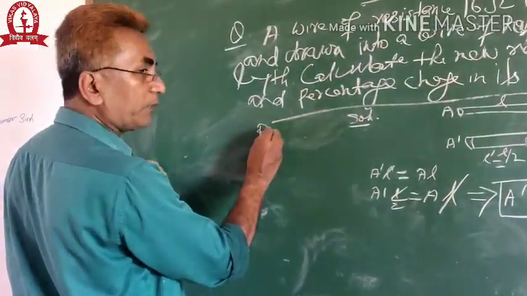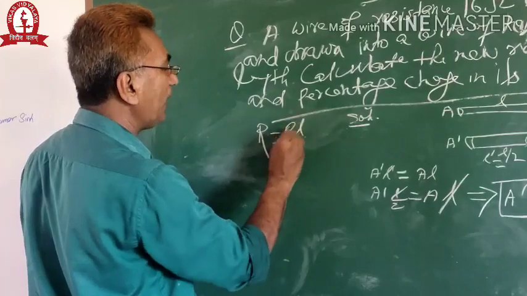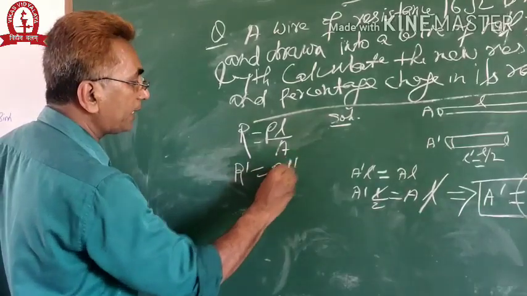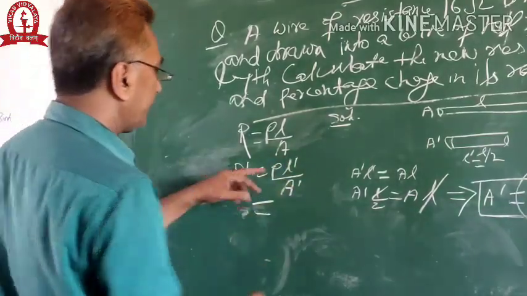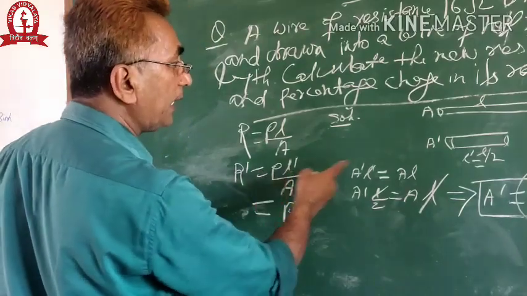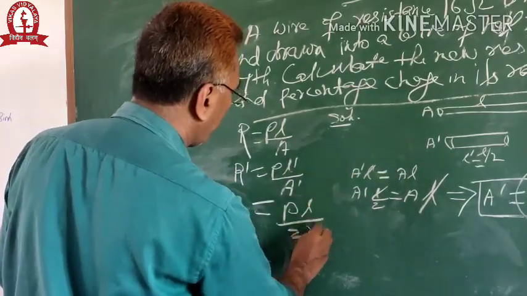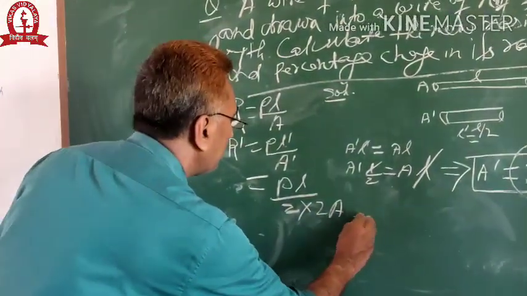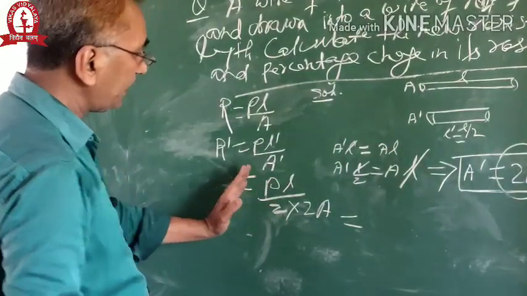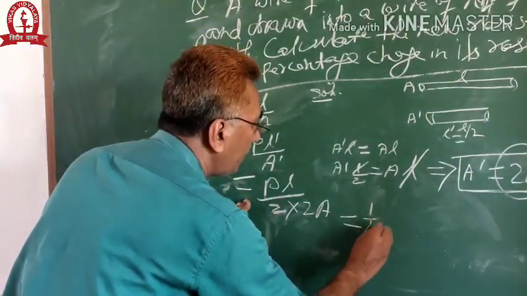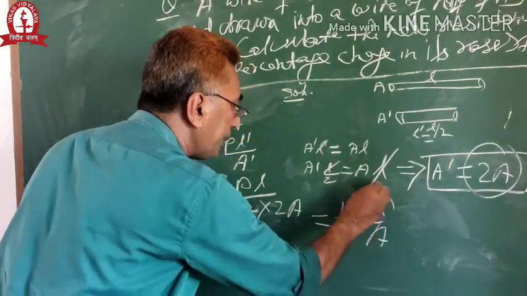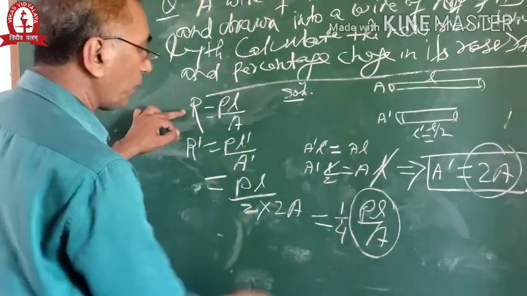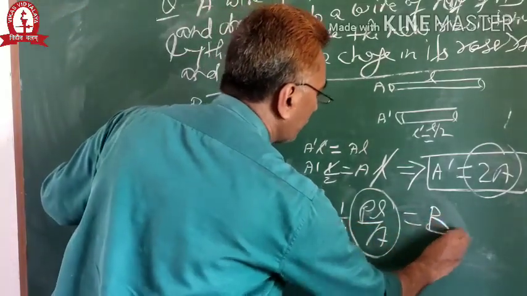Now see the formula. We have the formula to calculate the resistance: R is equal to rho into L by A. For the new resistance, R dash is equal to rho into L dash by A dash. Now you know that rho is constant. L dash is L by 2, right? I am writing here L by 2. A dash becomes 2A. Now see what happened here. I can rearrange all these things like this: 1 by 4 rho L by A. And this whole expression is equal to R. So this becomes R by 4.